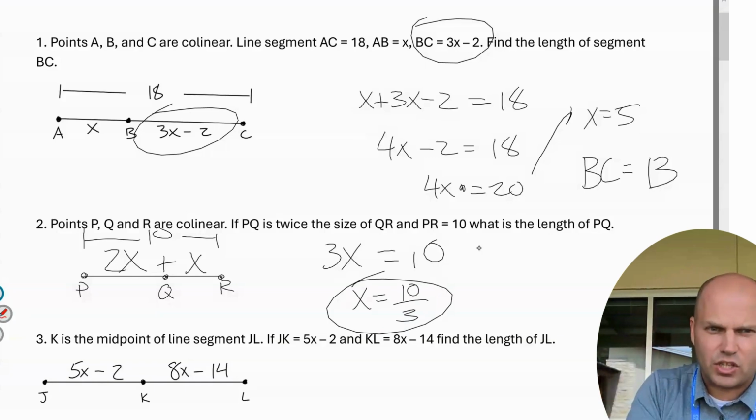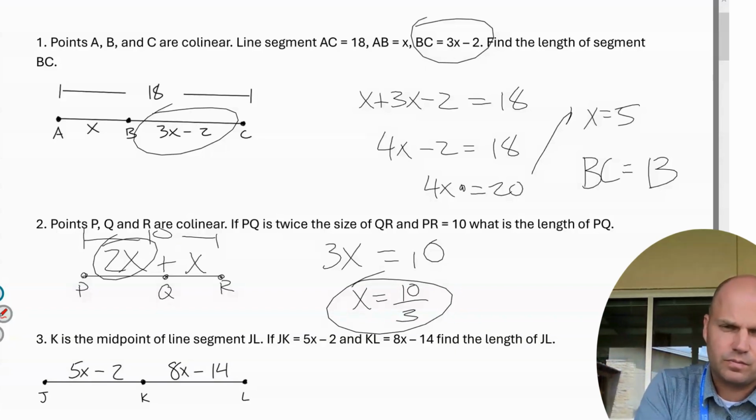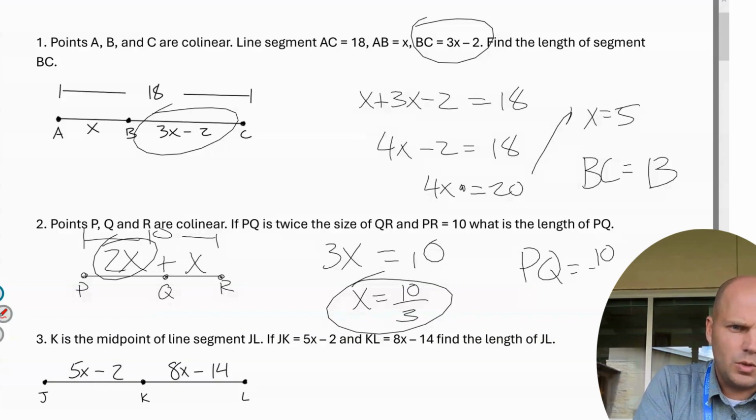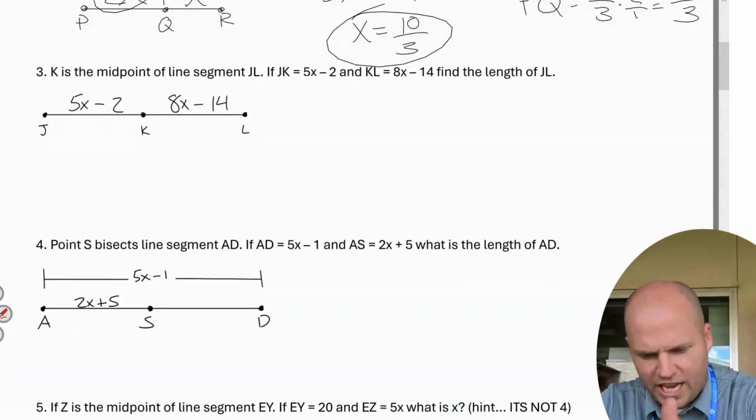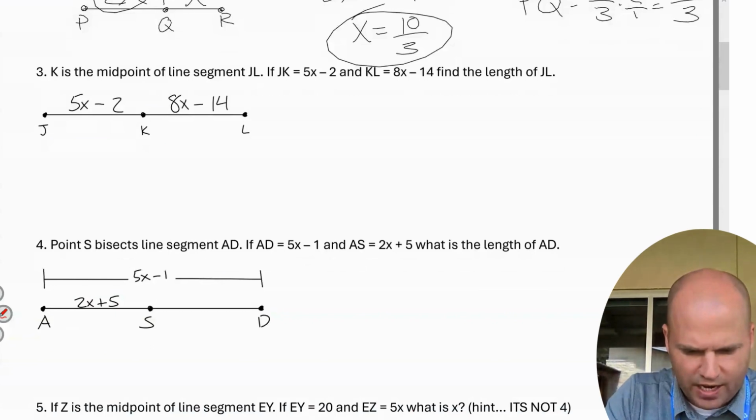But they're asking you what is the length of PQ. You would double 10 thirds. Doubling 10 thirds, if you remember multiplying fractions, just multiply across, you get 20 thirds. PQ is 20 thirds. I'd leave it like that. Cool. One segment plus another segment equals the entire segment.